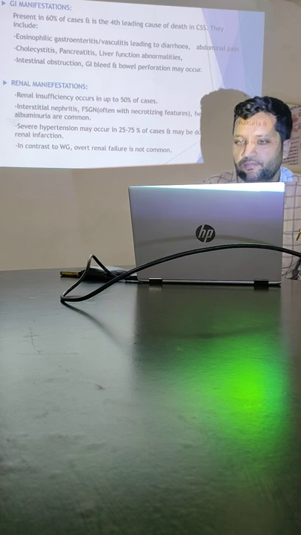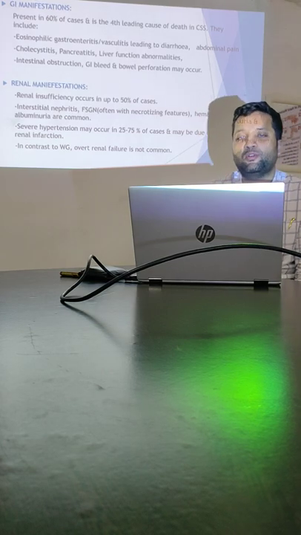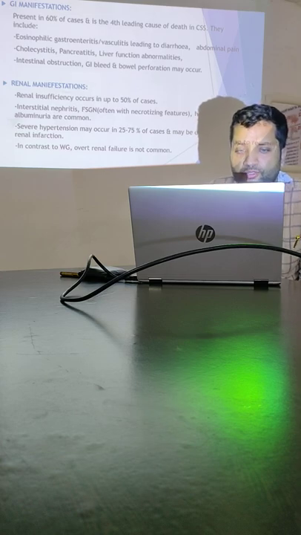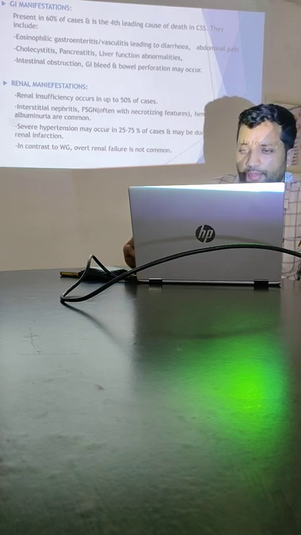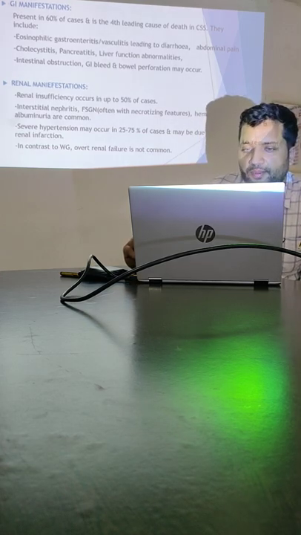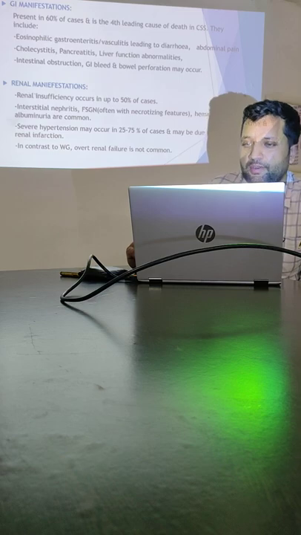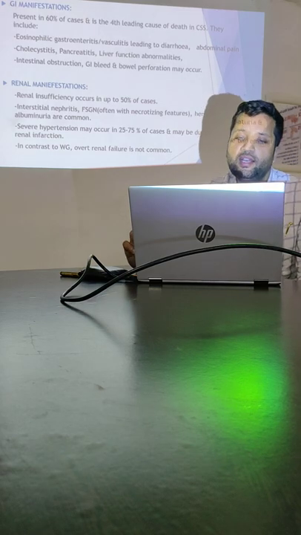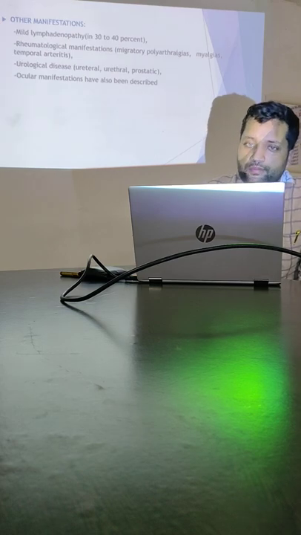gastroenteritis, vasculitis leading to diarrhea, abdominal pain, cholecystitis, pancreatitis, liver inflammation, intestinal obstruction, GI bowel perforation, and renal manifestations. Renal insufficiency occurs in up to 50% of cases. Hypertension, nephritis, FSGN, hematuria, hemolysis, and severe hypertension occur in 25-75% of cases and may include renal infarction. In contrast to pulmonary, overt renal failure is not common.